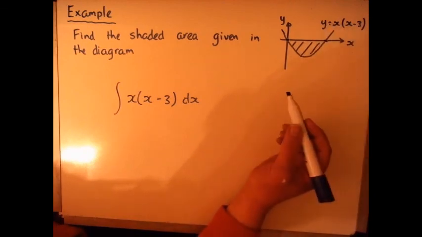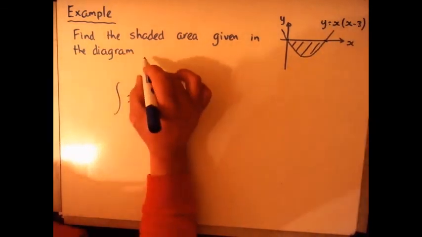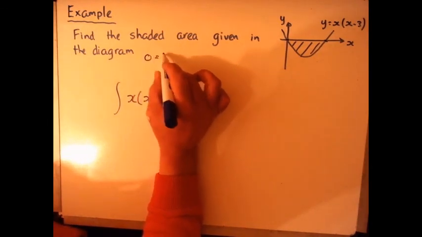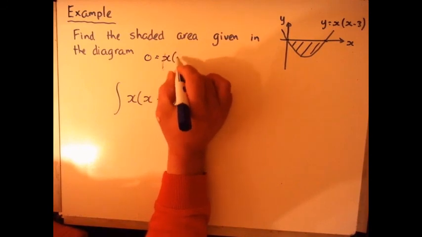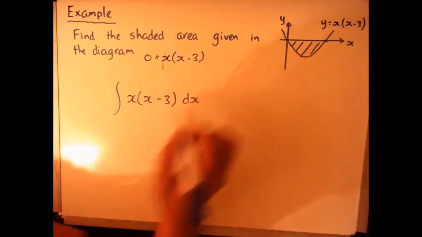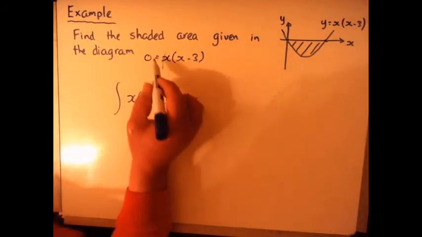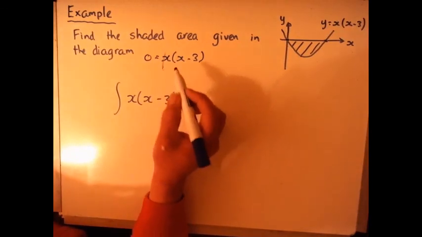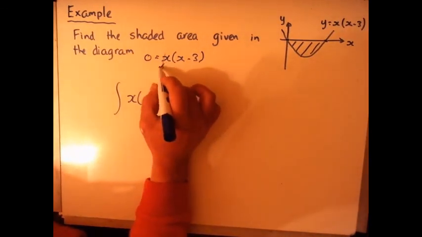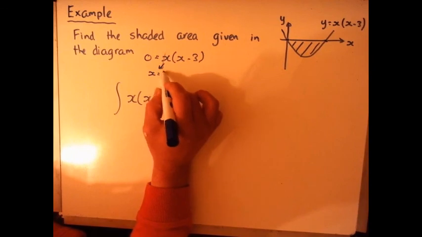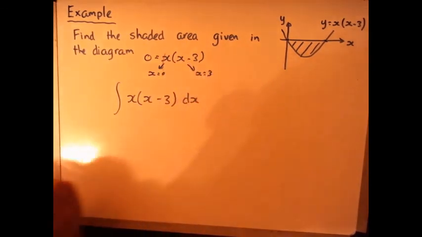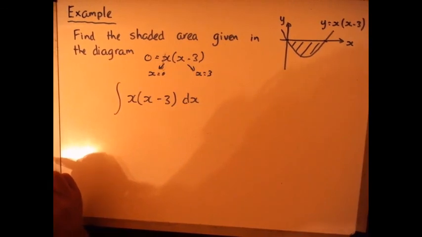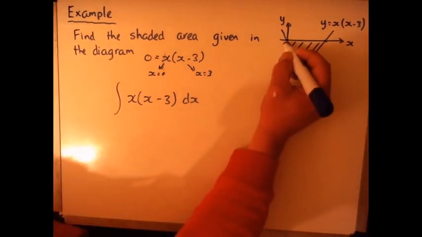I want to set y equal to 0, so I'll just quickly do that up here. I'm going to set y equal to 0 and solve for x. So two numbers multiplying to make 0, I know that either one or the other has to be 0. So either I've got x equal to 0 there, or I've got x equal to 3 there, just making that bracket equal to 0. So I know that this point here is 0.